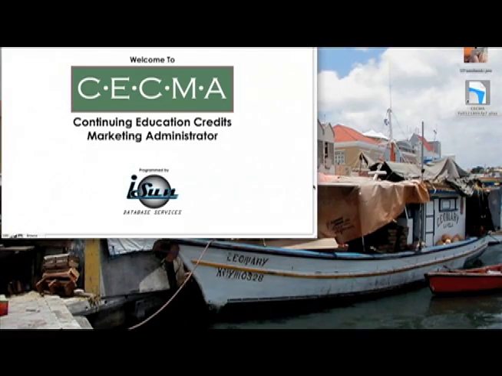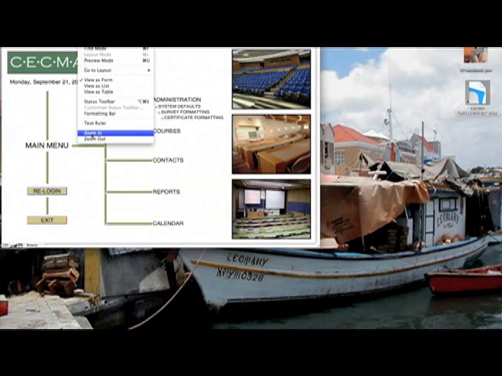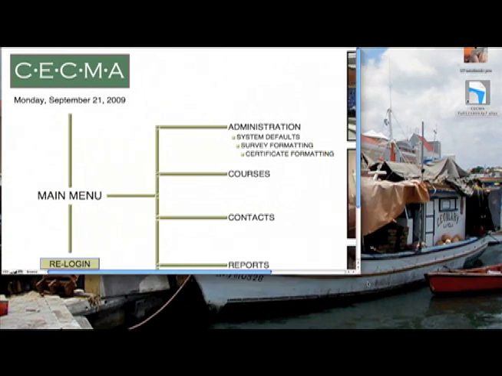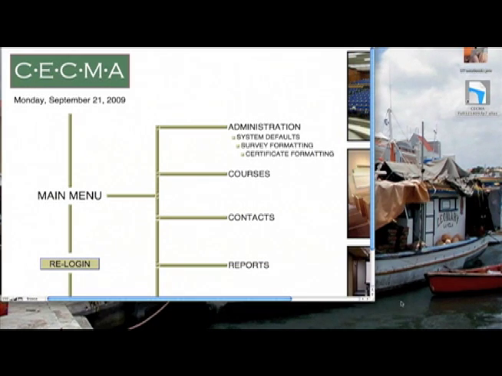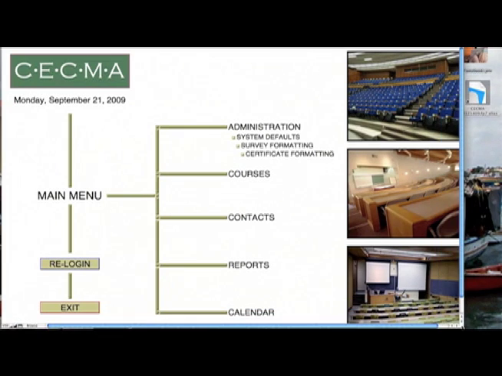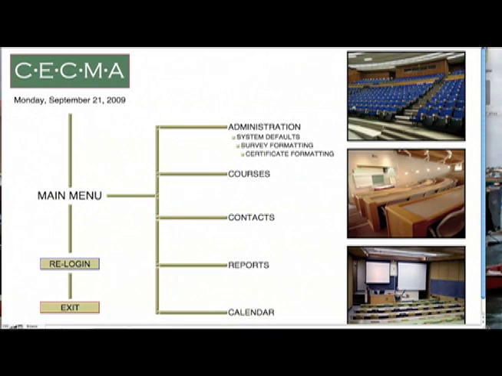This will open us up into the CECMA, Continuing Education Credits Marketing Administrator main window. We can go to the top and enlarge this, and I'll stretch this window down so that we can see what we've got, and it'll be easier for us to view the different phases or aspects of this program. Once this is in a full window view, we can go back and check on all the different features that we can see in this window.